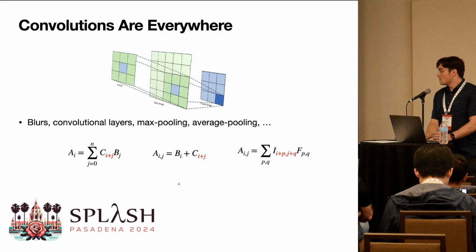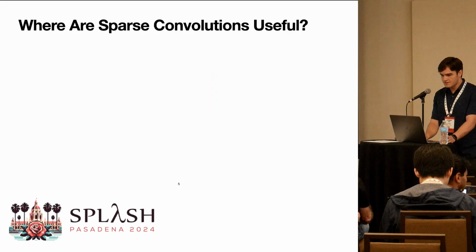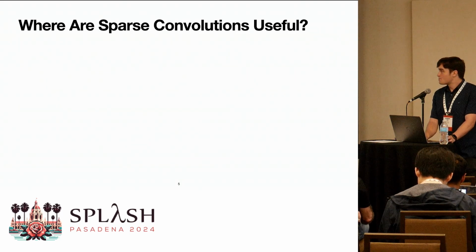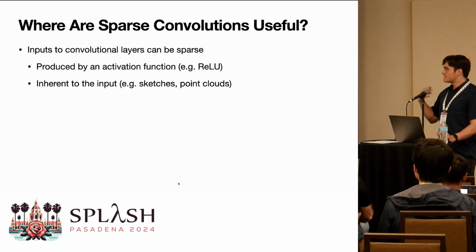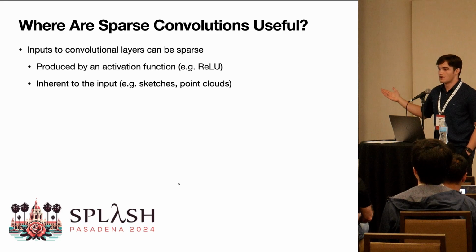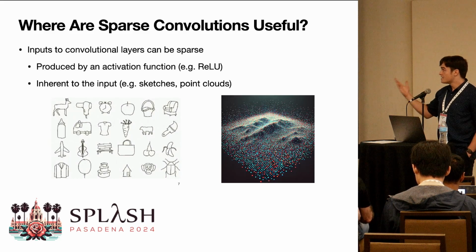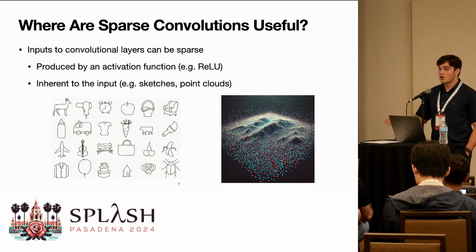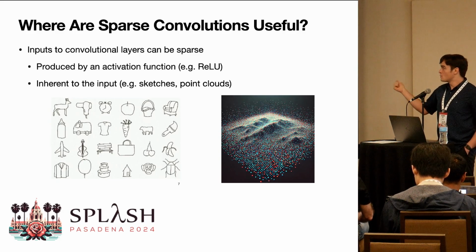So this is why convolutions exist, but why do we care about sparse convolutions? The answer is typically sparse machine learning, but there are multiple ways that sparse convolutions show up. One is the sparsity can be produced by an activation function like ReLU that produces a lot of zeros, or they can be inherent to the input. So this can look like convolutions over sketches, or convolutions over point clouds.